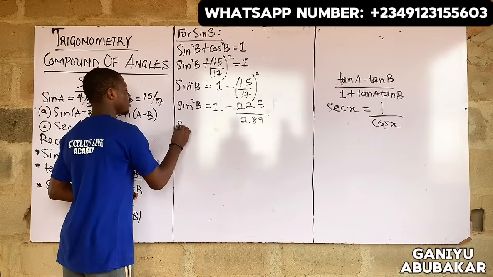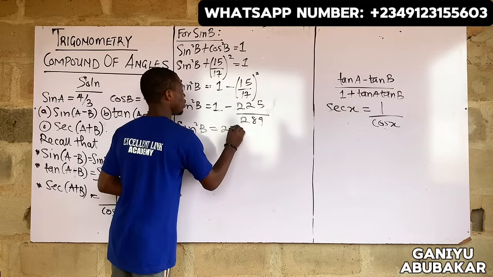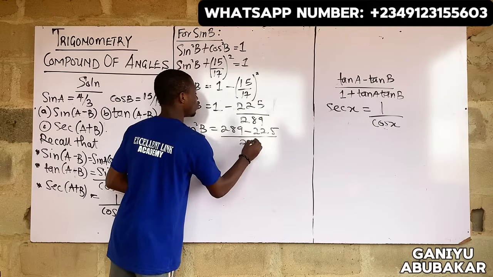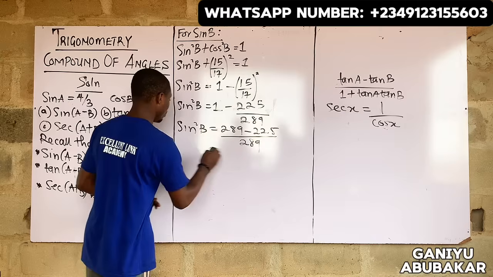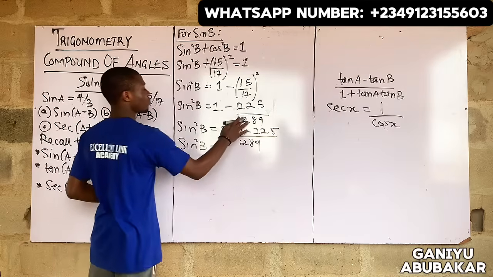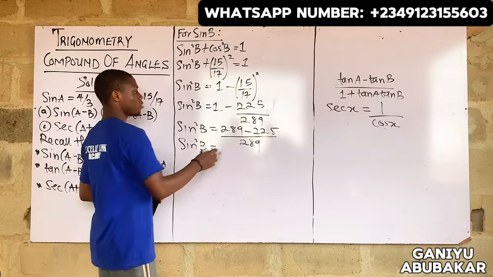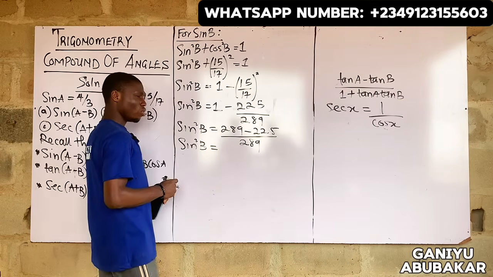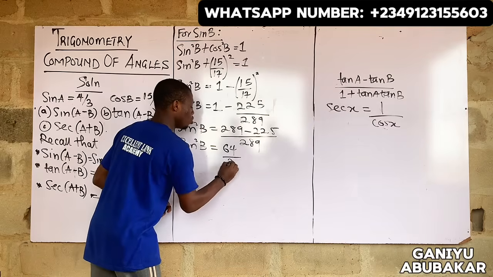From here now, I have that sine squared B is equal to 289 minus 225 all over 289. Look for your LCM, to save time. I have that sine squared B is equal to, please subtract this two from what I have. Are you sure, 64? Okay, 64 over 289.